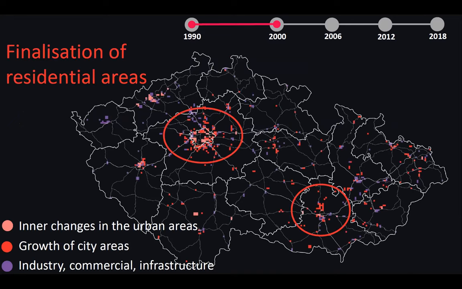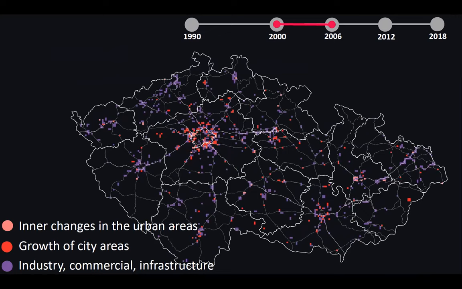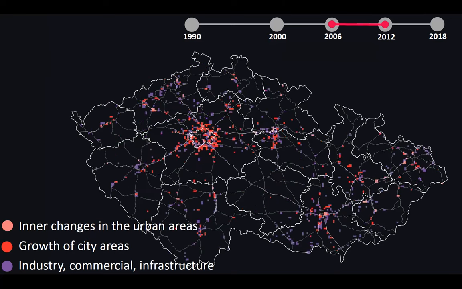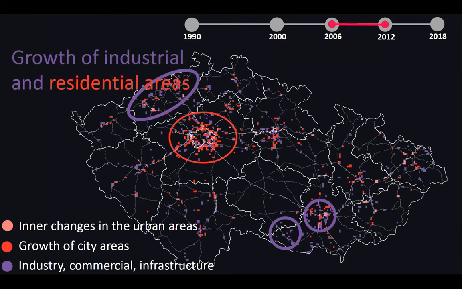So the changes between 1990 and 2000, you can see the big cities, which is Prague in the center, and Brno down, that it's the finalization of residential areas. There was another change between 2000 and 2006, and it was a massive growth of industrial areas. And then again, between 2006 and 2012, another continual growth of residential area in the center part of the Czech Republic.